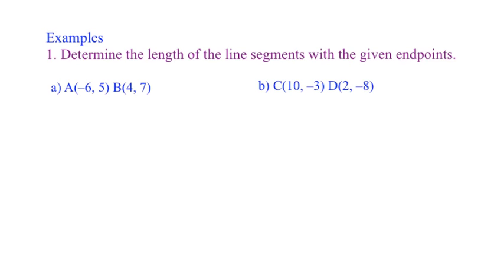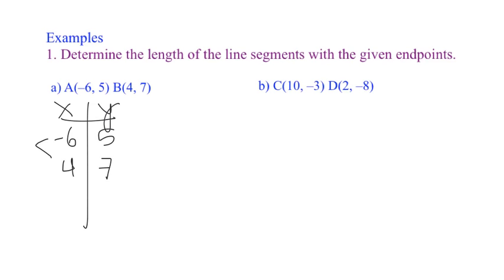So here I'm basically just going to go straight into using the distance formula given a pair of endpoints. In this case, I'm going to start off with my table of values, x and y. I write in my points, -6, 5, and 4, 7. So in the x, I'm going to be adding 10, and then in the y, I'm going to be adding 2. So this number is my delta x, and this number is my delta y.